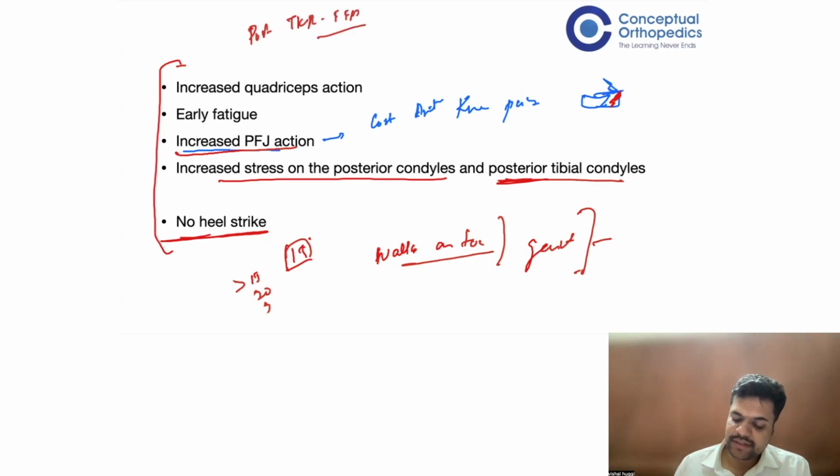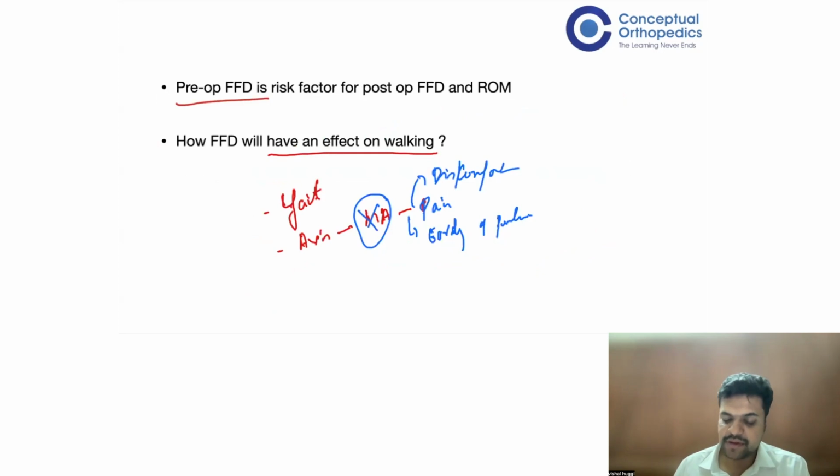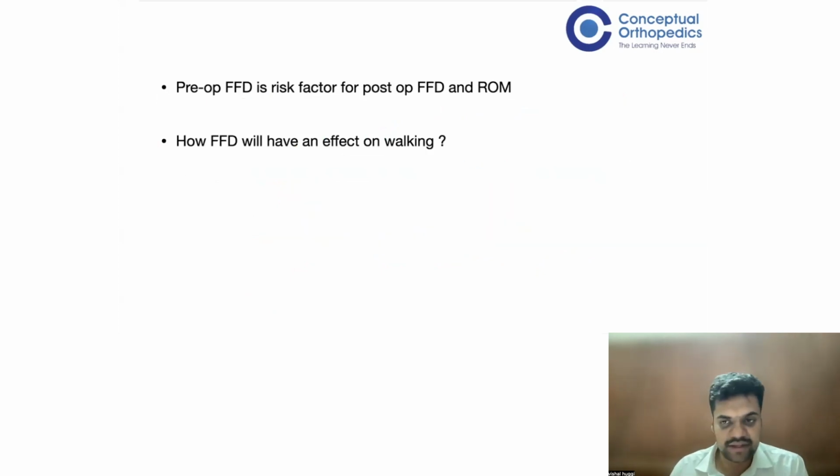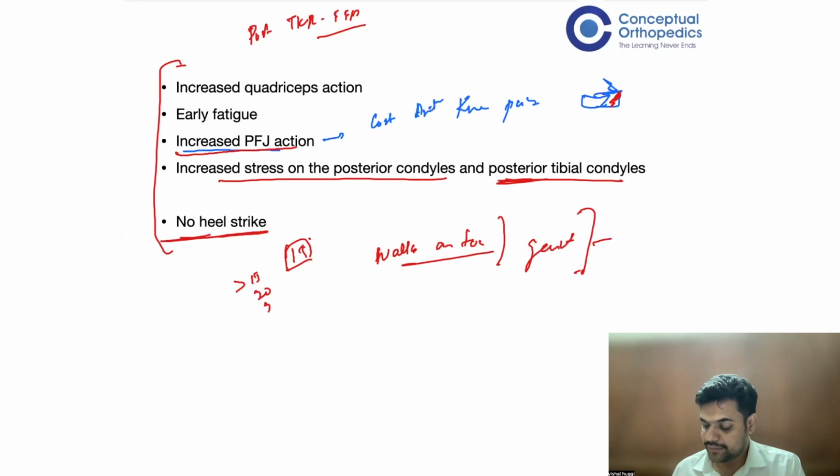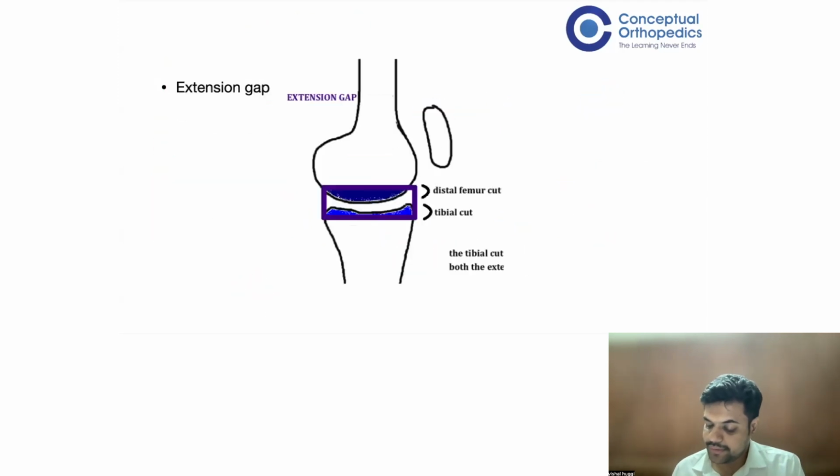Okay, so what is the risk factor for the post-TKR FFD? Pre-existing FFD. So that is why accurate assessment of FFD is very important while doing a TKR surgery. Hence, the role of navigation is important. Before moving on, I just want to have a quick revision on which cuts have an effect on extension gap, because when FFD means what? Full extension not possible.